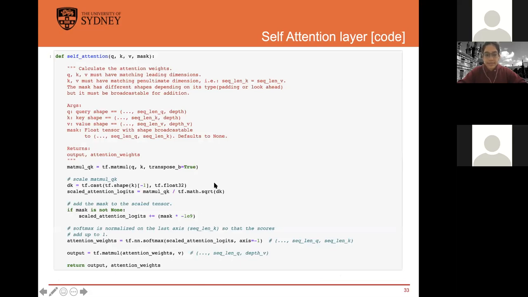So again, this is the code used for this layer. Whatever was discussed in previous slides is done here in this code. I just kept it for reference.